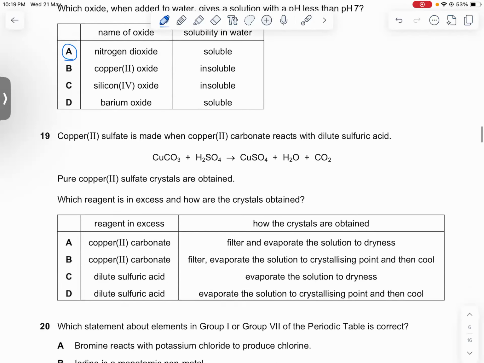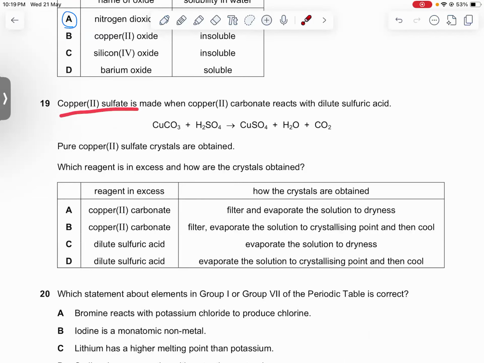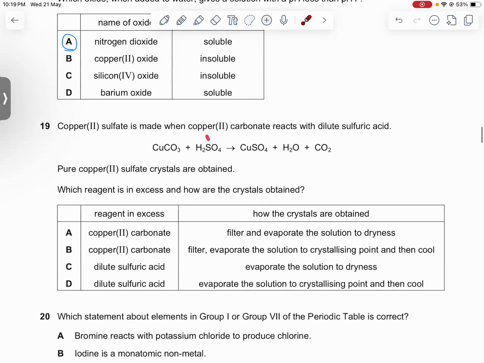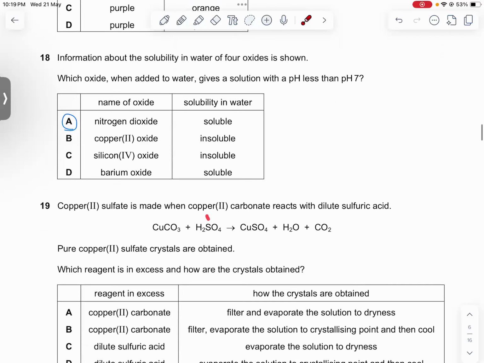Okay. Next question, question number 19. Copper 2 sulfate is made when copper. Beta, are we supposed to know which oxides are soluble and which are not?